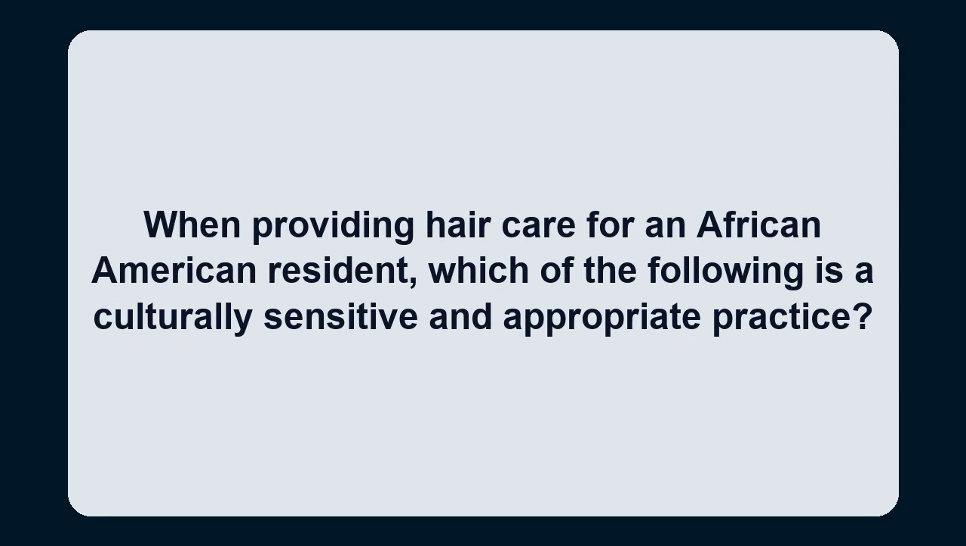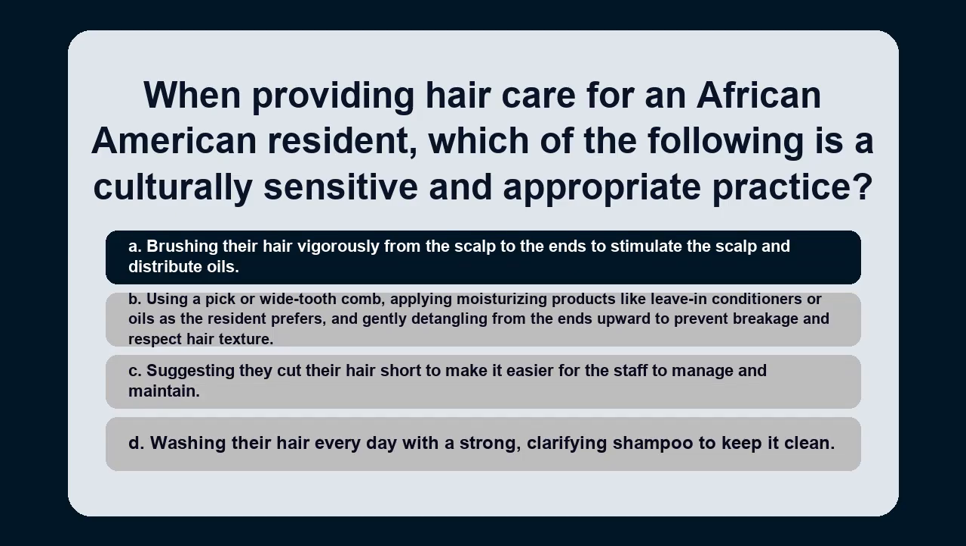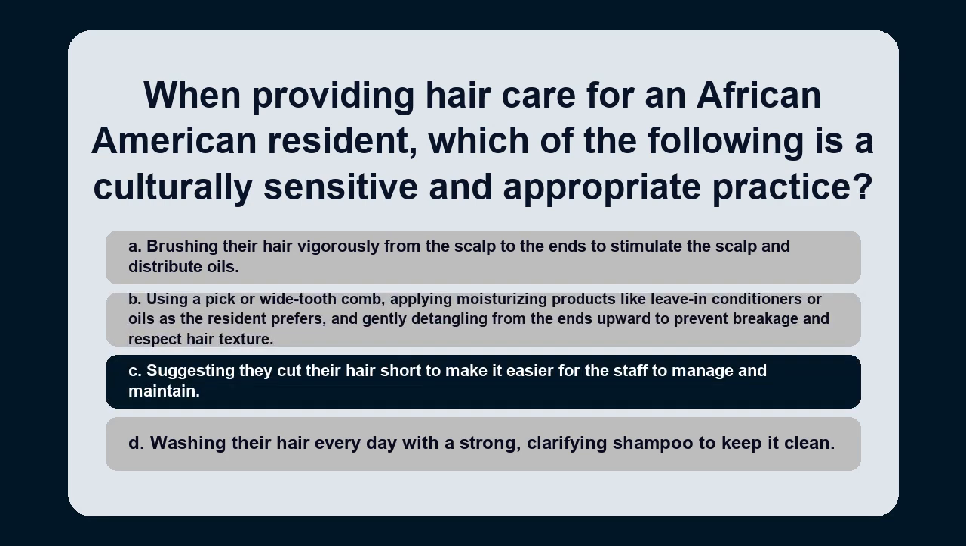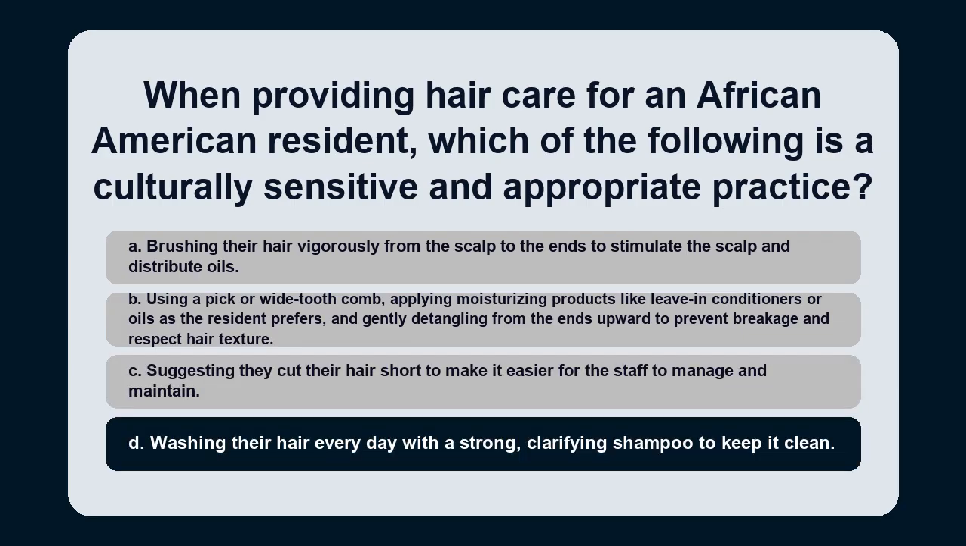Question 6. When providing hair care for an African American resident, which of the following is a culturally sensitive and appropriate practice? Option A. Brushing their hair vigorously from the scalp to the ends to stimulate the scalp and distribute oils. Option B. Using a pick or wide-tooth comb, applying moisturizing products like leave-in conditioners or oils as the resident prefers, and gently detangling from the ends upward to prevent breakage and respect hair texture. Option C. Suggesting they cut their hair short to make it easier for the staff to manage and maintain. Option D. Washing their hair every day with a strong, clarifying shampoo to keep it clean.